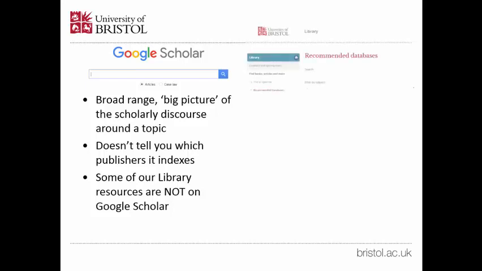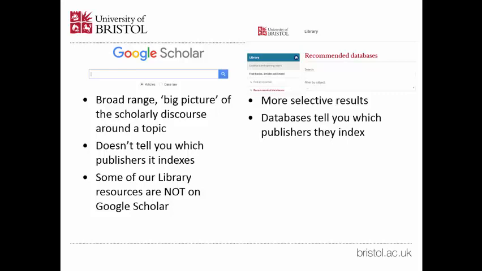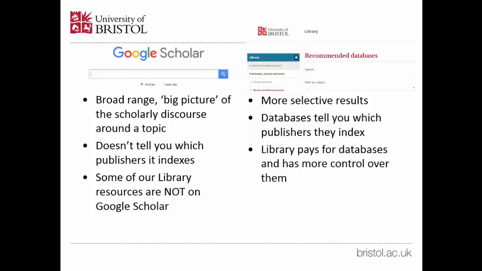Therefore, while Google Scholar is very useful, you may want to use the University Library recommended databases. This will produce more selective results for your search, including important academic sources that you might otherwise miss. Databases tell you which publishers they index, which importantly means that you know what you are searching. The library pays millions of pounds for databases so that you have access to a wide range of academic sources during your time here. These sources are not freely available anywhere else. It also has more sophisticated searching functionality.